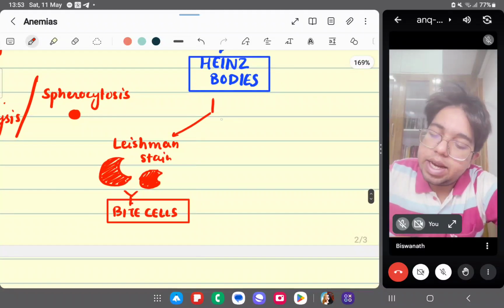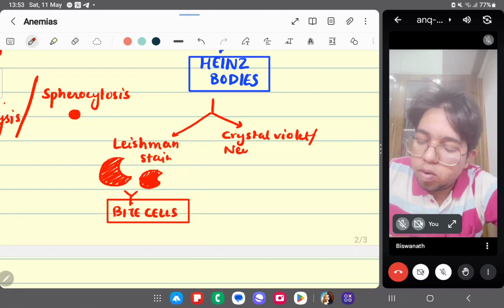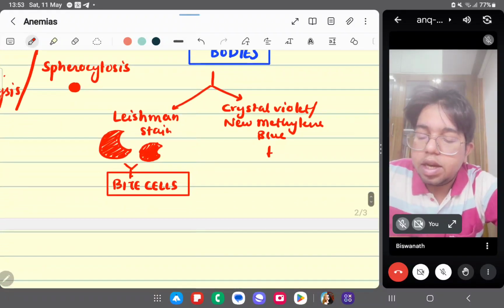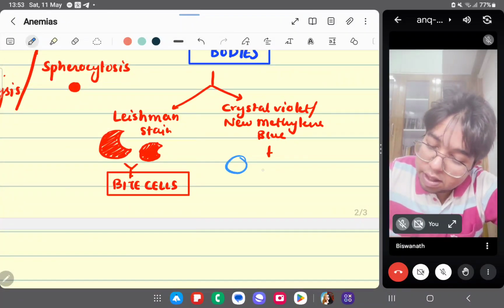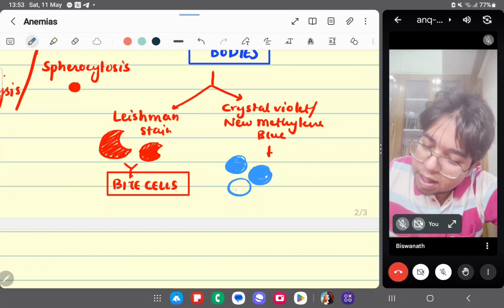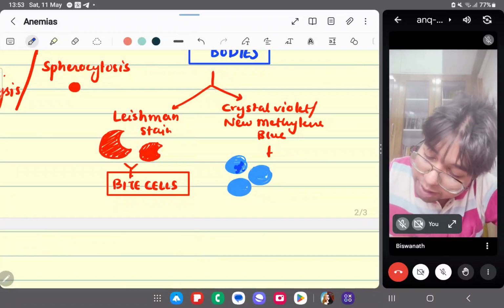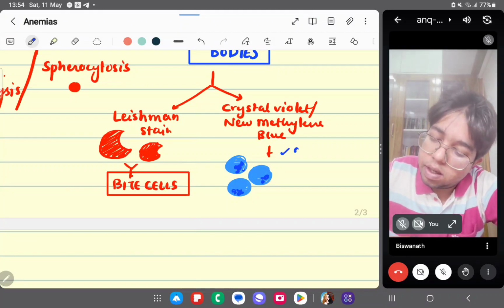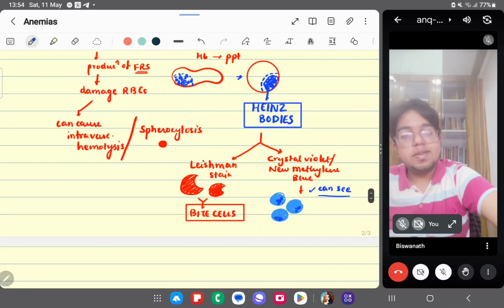If you put a stain like crystal violet or new methylene blue, then you can see the Heinz bodies. Some blue structures will be seen like this. The RBCs will be like this, and the Heinz bodies will be a little bit darker. You can see the Heinz body. So these are the Heinz bodies and bite cells.